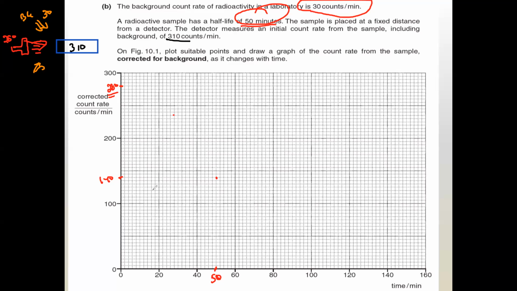Then again, another 50 minutes, because after every 50 minutes it becomes half. So what is half of 140? That is 70. So 50, 60, 70. So this is 70. So when it becomes 70, after a further 50 minutes, so 50 becomes 100, and this is 70. So 4 boxes above here.